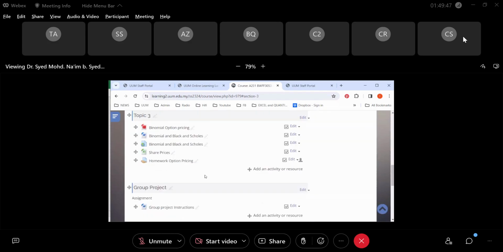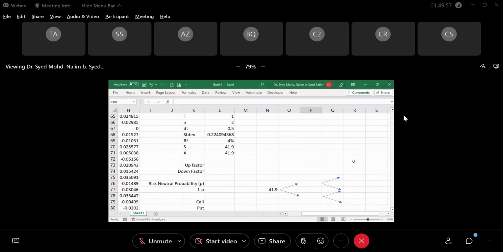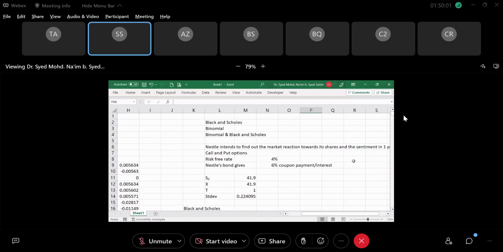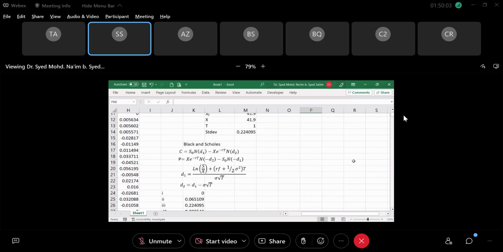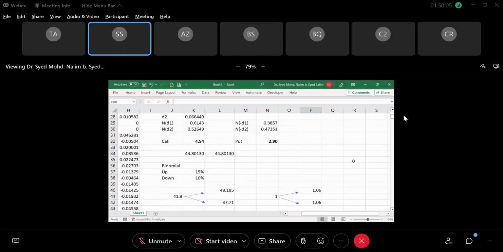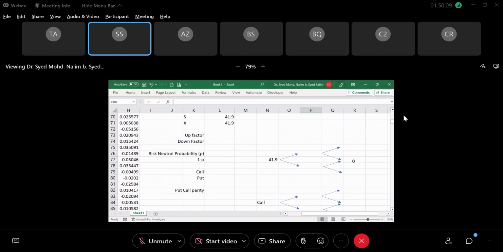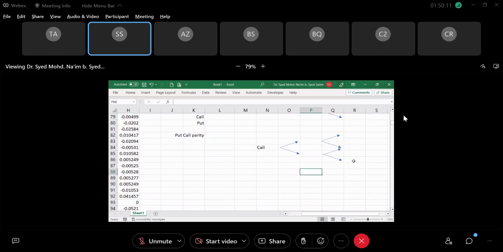Okay, we are going to stop the class now. Find the price for put and call option using all the three. You have to show the three computations: Black-Scholes, binomial, and the combination of Black-Scholes and binomial, and compare the prices.